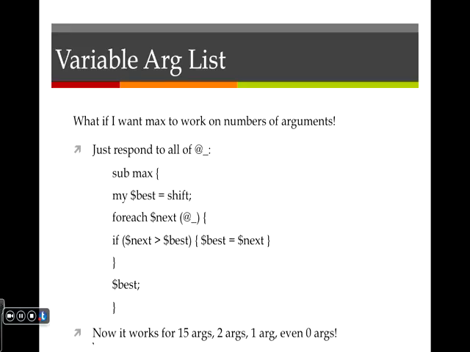Variable argument list, and this is the point that is very important that I would like to show you: how you can pass any number of arguments, 15, 2 arguments, 1 argument or 0 arguments, and your subroutine will be working in any case. So here, for example, let's assume we have 15 arguments. So I pass to this subroutine, or let's say 3 arguments. So I pass 3 arguments, 10, 3 and 1.